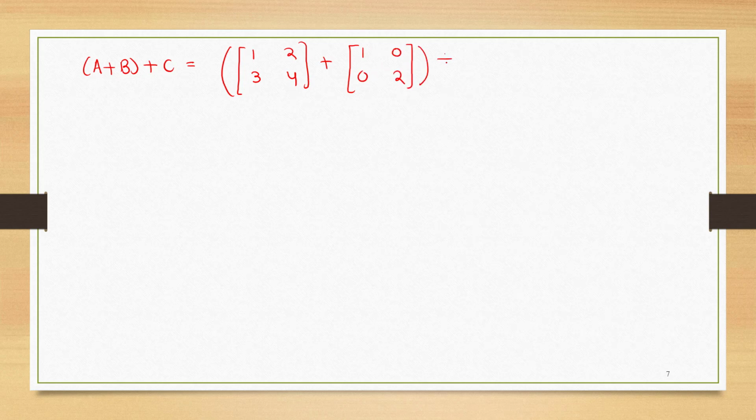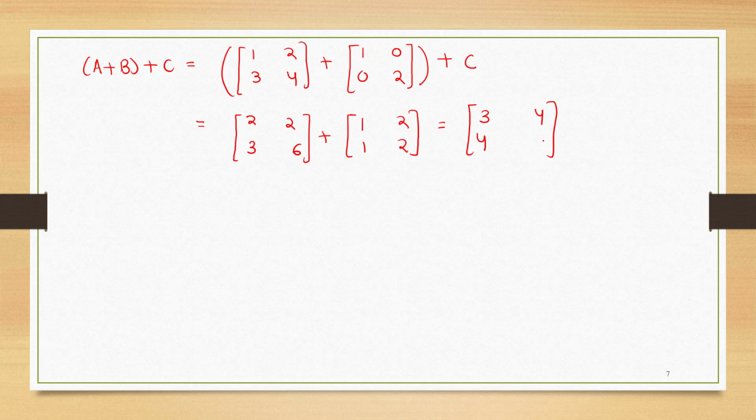So A plus B plus C, that is matrix A is 1, 2, 3, 4. Matrix B is 1, 0, 0, 2. So first we will be adding these two. So I am writing C as it is. We get 2, 2, 3, 6. Plus C is 1, 2, 1, 2. So we get this is equal to 3, 2 plus 2, 4, 3 plus 1, 4, 6 plus 2, 8. Now let's see the right hand side.